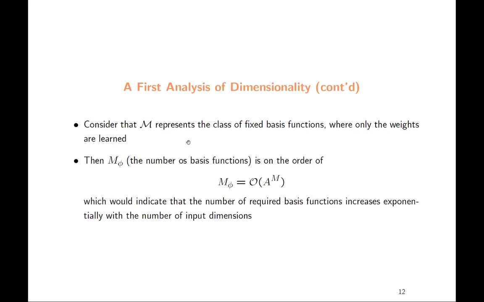So this tells us how many basis functions we need. If m phi is the number of basis functions, it is on the order of a, the number of basis functions per dimension, to the power of m, which seems to indicate that the number of basis functions increases exponentially with the number of dimensions, which is bad.